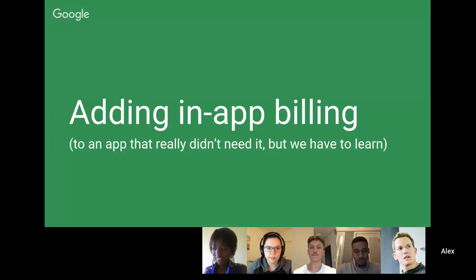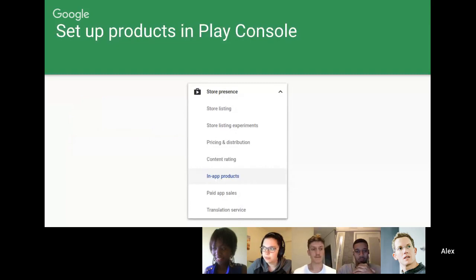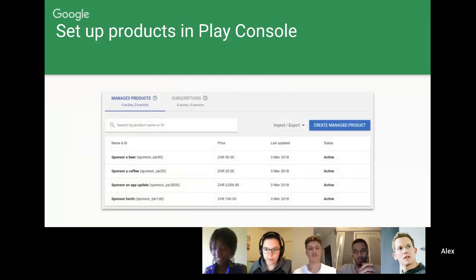All right, so let's walk through adding in-app billing to an app. You start off by configuring your products within the Play console. So in the navigation on the side under Store Presence, you'll find in-app products. And from there, it's very straightforward. You can manage your products, managed ones and subscriptions, by creating new ones.